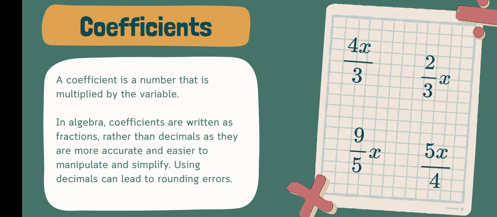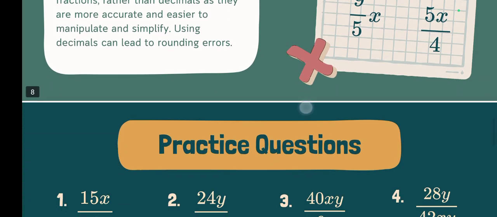If you divide 4 by 3, you will get something like 1.33333, but this is not the accurate answer, because decimals can lead to rounding errors. 1.333 can be written as 1.34, but that is also not accurate. So keeping it in fraction form is a better option. Fine. Hope you understood what a coefficient is.